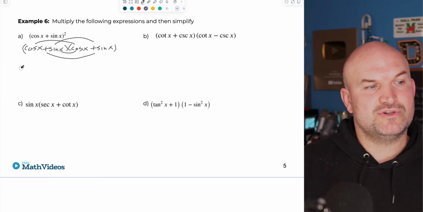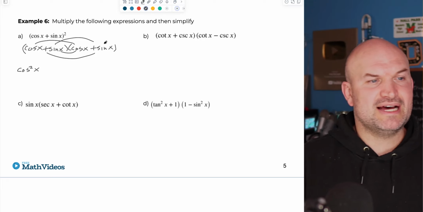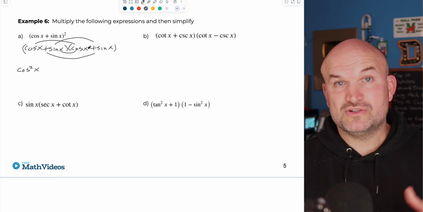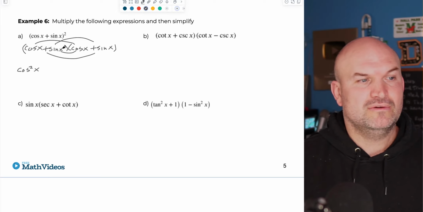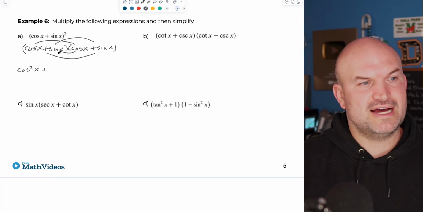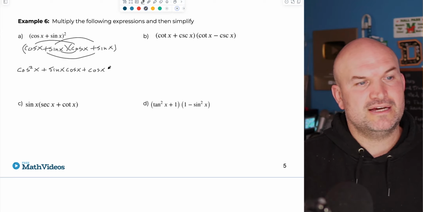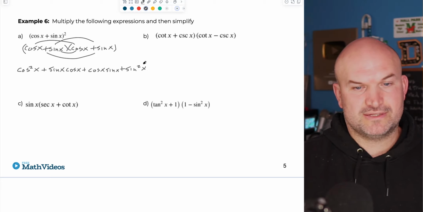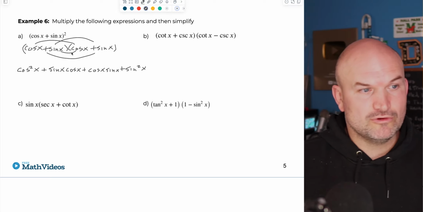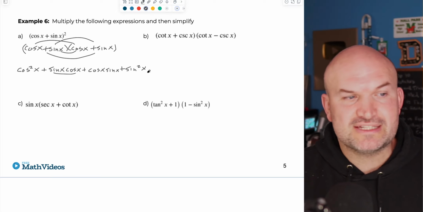So cosine of x times cosine of x is going to be a cosine squared of x. Cosine times sine, and then you have sine times cosine. Those are exactly the same. Well, I'll just rewrite it out. Sine of x times cosine of x. And then we have cosine of x times sine of x. And then we have sine of x times sine of x, which is going to be a sine squared of x.